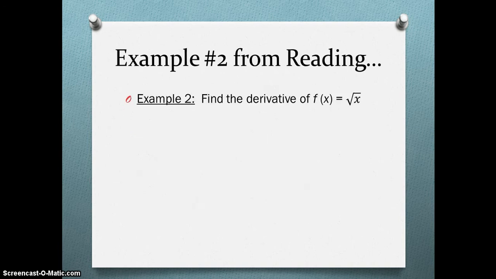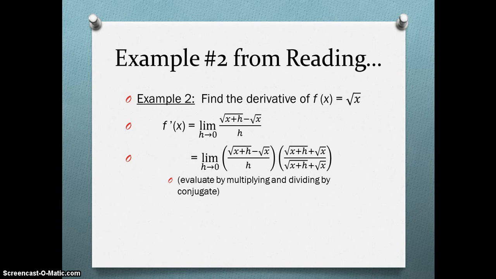Find the derivative of f of x is equal to square root of x. So, as before, we plug square root of x in for our f of x, and we find that f prime of x equals limit as h goes to 0 of square root of x plus h minus square root of x all over h. It's not easily factorable, so what we do is we multiply and divide by the conjugate, which in this case is square root of x plus h plus square root of x.